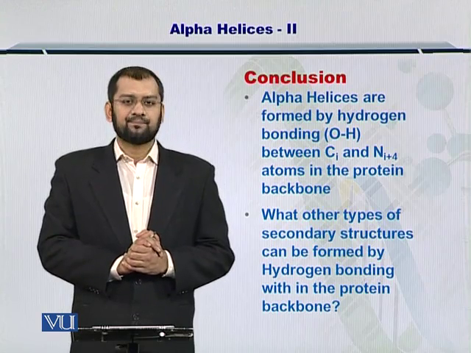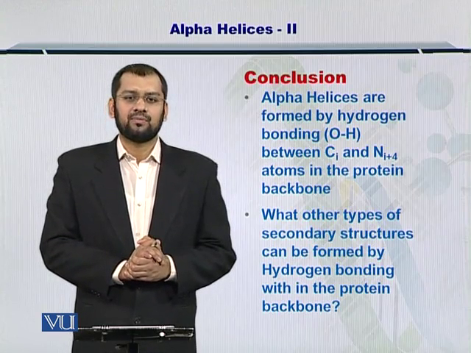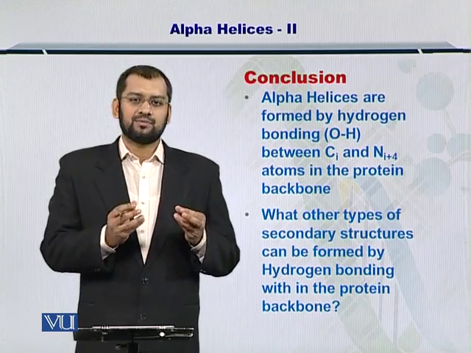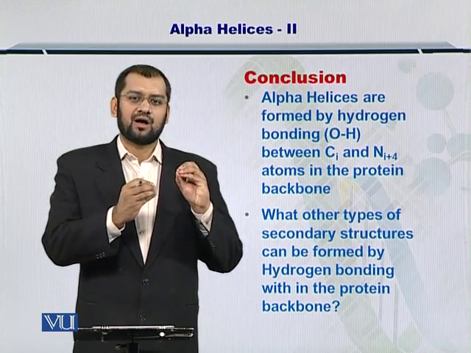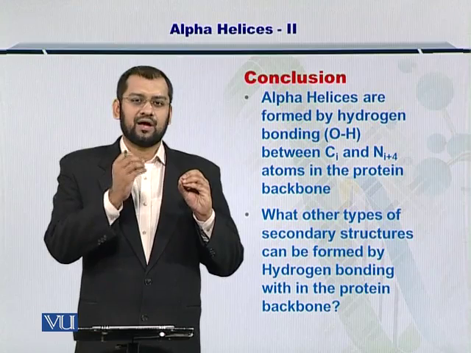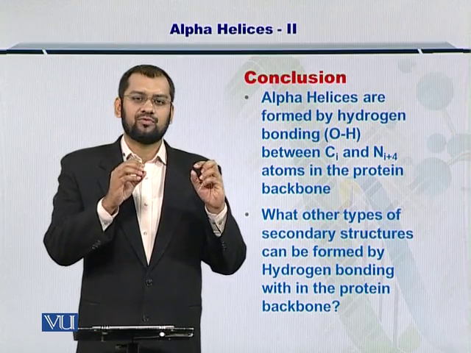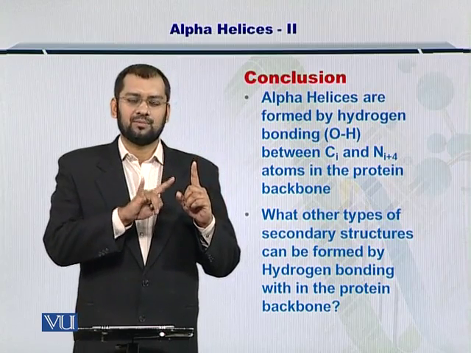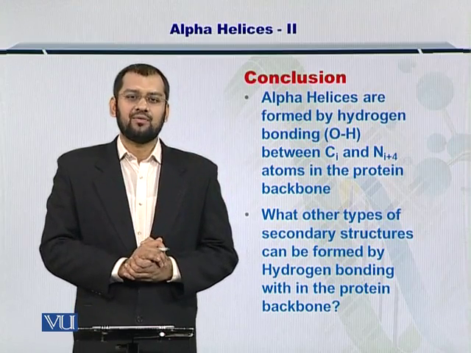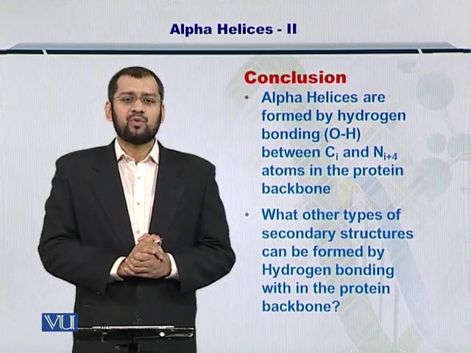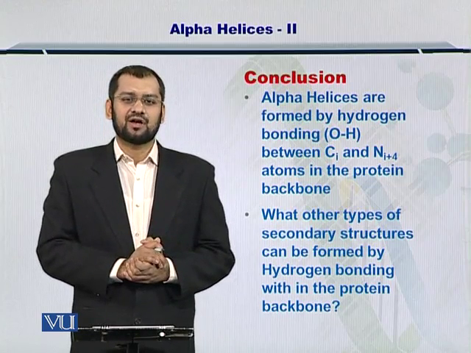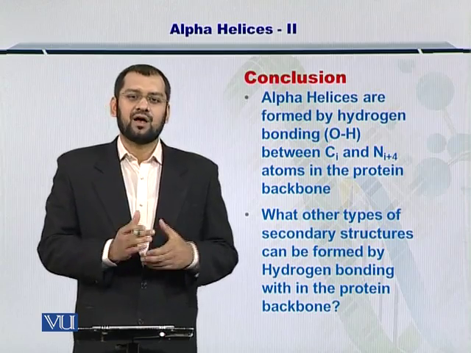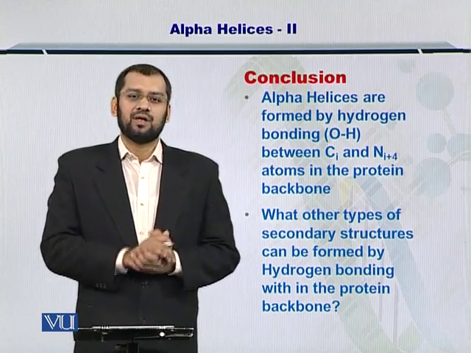So in conclusion, the alpha helices are formed by a hydrogen bond that may be formed between the carbon and the nitrogen terminals within the backbone of a protein, and the distance between them should be exactly 4 termini, and therefore you will have a hydrogen bond leading to an alpha helix. At this point, you may wonder what other types of secondary structures are there, and which amino acids prefer to make those structures.